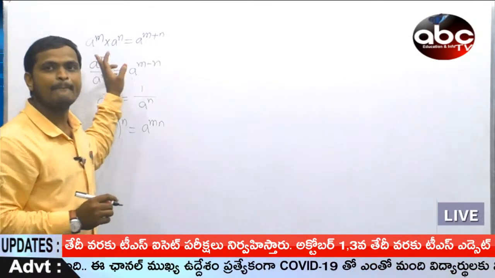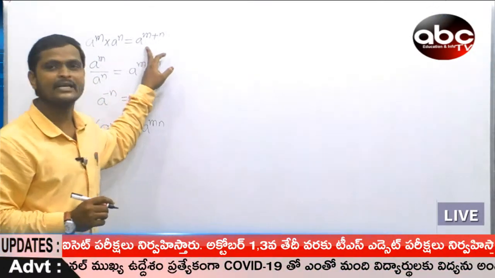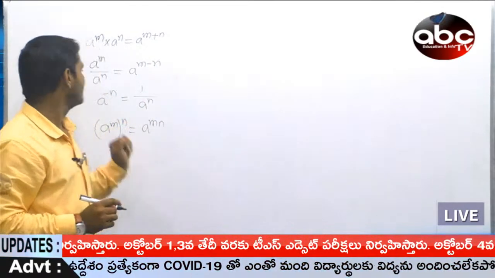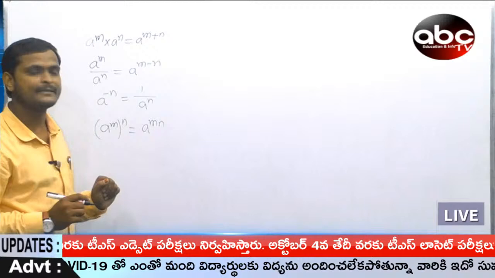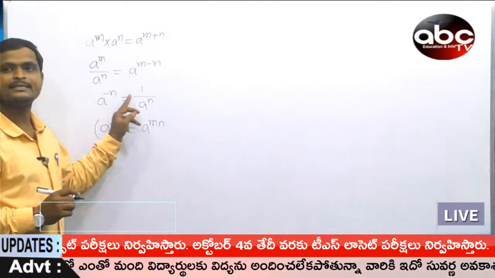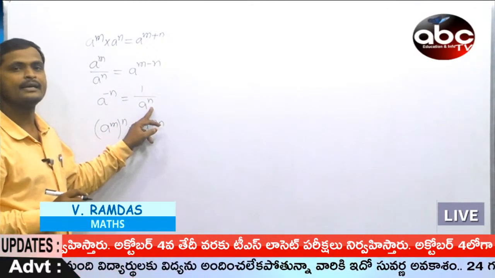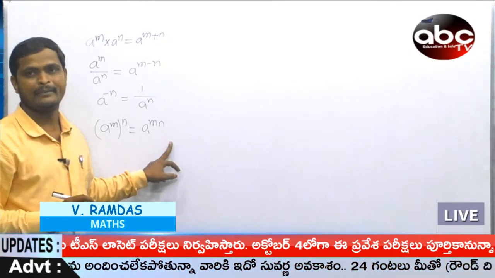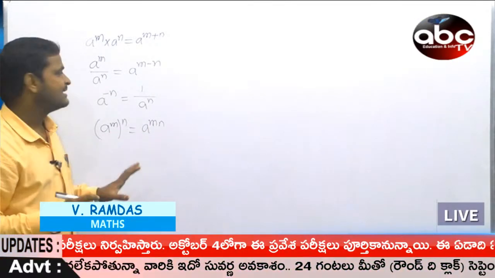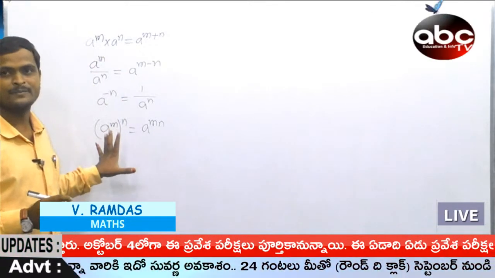A power m into a power n is equal to a power m plus n. A power m by a power n is equal to a power m minus n. And a power minus n is equal to 1 by a power n. A power m whole power n is equal to a power mn. These, as you already know, are the laws of exponents.